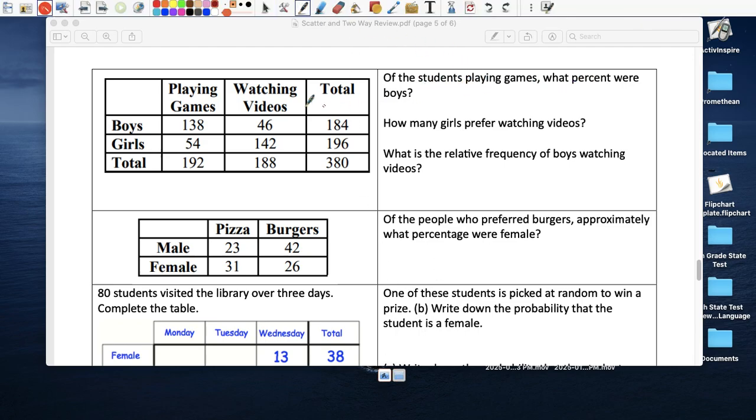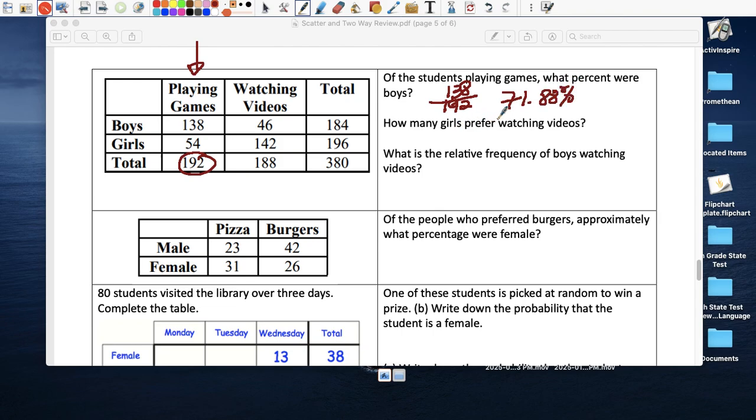Of the students playing games, these are the students playing games, what percent were boys? First of all, let's start with the total. How many students were playing games? 192. What percent were boys? 138. Divide by 192, times 100. So we're going to round it to 71.88%.